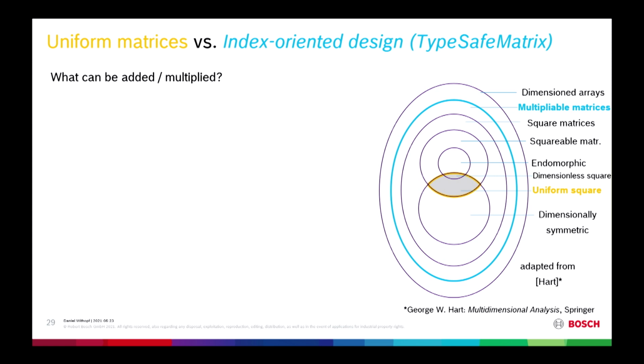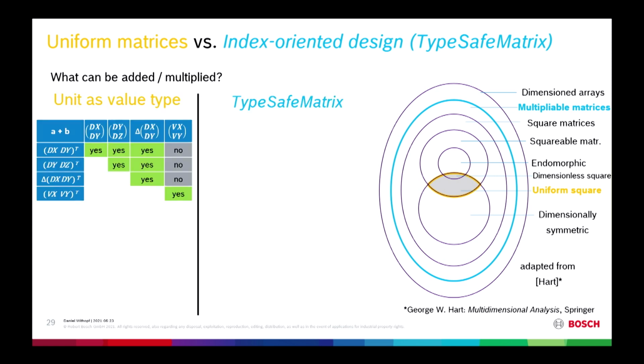To understand that, let's see what can be added and multiplied with the two approaches. So on the left-hand side, I'm showing that unit as value type approach, as I mentioned, and we'll now be looking at the addition of two vectors, A and B. Different options that we're going to look at are an xy point, a yz point, an xy displacement vector, and an xy velocity vector.